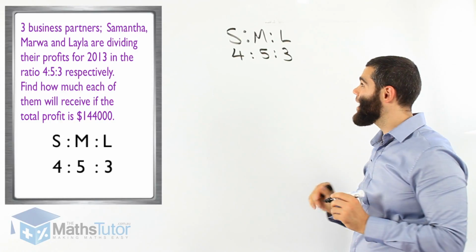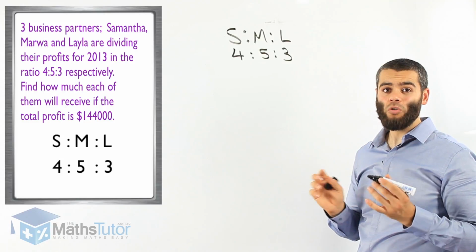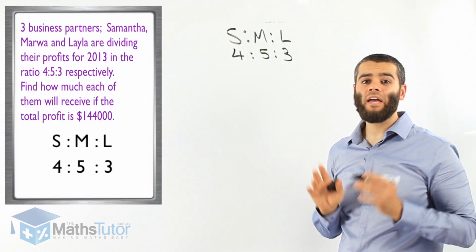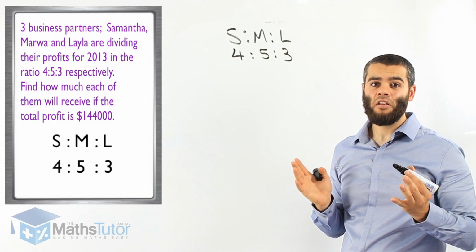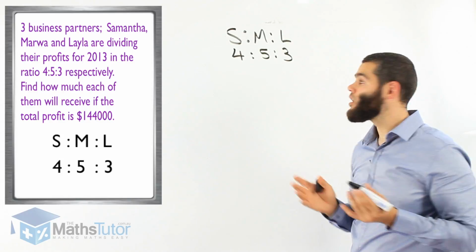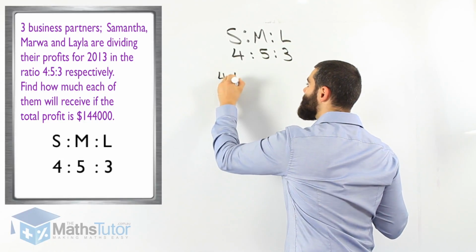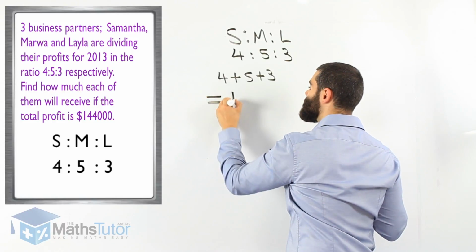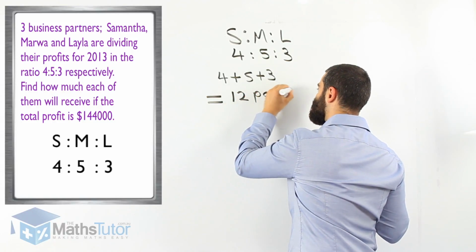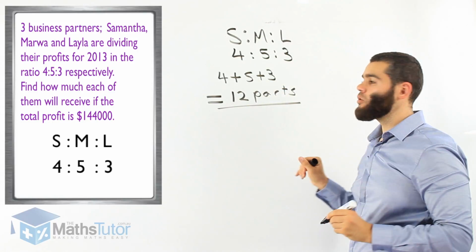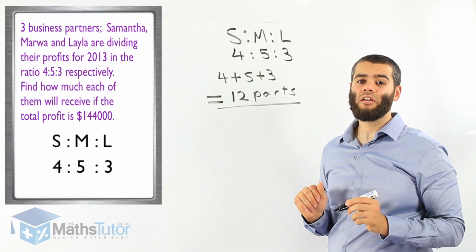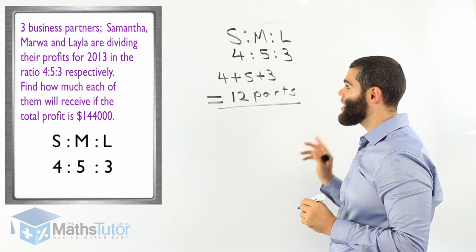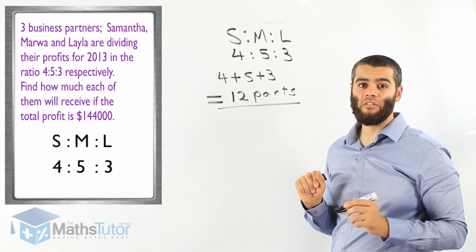We notice there are how many parts altogether? Altogether, there are 4 plus 5 plus 3 parts. So we want to work out first, 144,000, how many parts is it going to get divided into? It's going to get divided into 4 plus 5 plus 3, so 12 parts. So now let's find out how much Samantha will get.